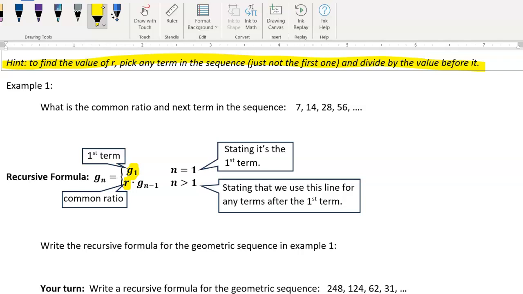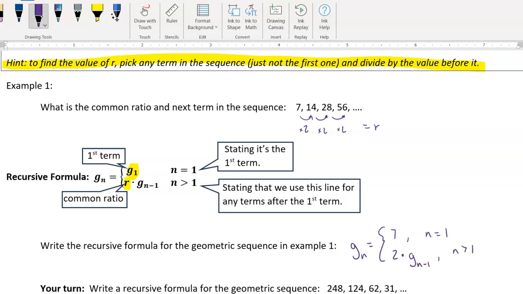All right, so let's write a recursive formula for the sequence we see in example 1: 7, 14, 28, 56, and so on. Our recursive formula, we could write it like this. Our first term is 7, and we could even say that's the first term. And then, again, we found that we're multiplying by 2 each time. So our common ratio is 2. So we would take 2 times g sub n minus 1. And again, that's for after the first term is when we use that expression.